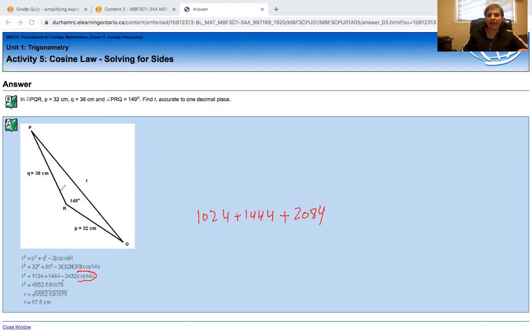Anytime that you have an angle that's greater than 90 degrees, when you do cosine of that angle, it's going to be negative. And then negative and negative makes positive, so that's why here it's going to be positive. So be careful when it comes to this.